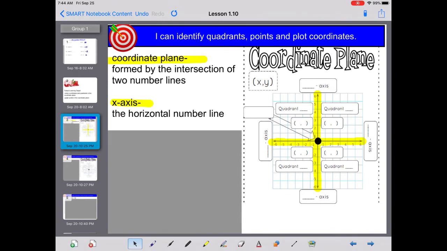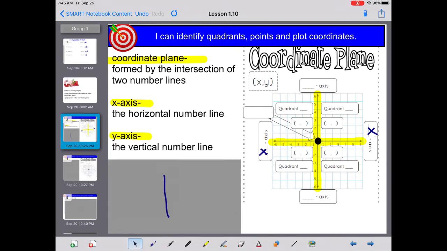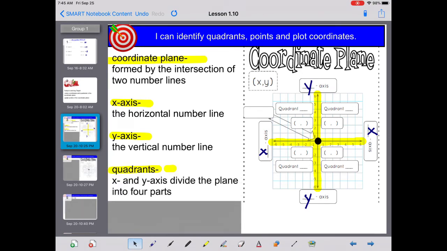The x-axis is the horizontal number line. So go ahead and over here, put in x-axis. The y-axis is my vertical number line. So let's label your vertical number line on your paper as well. And now notice that these two number lines do not just cross anywhere. They cross at a very specific point. Oh, I got ahead of myself.